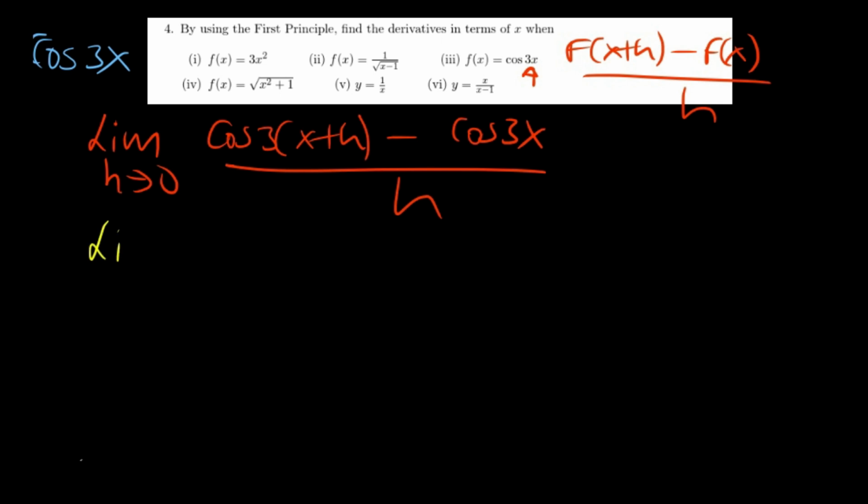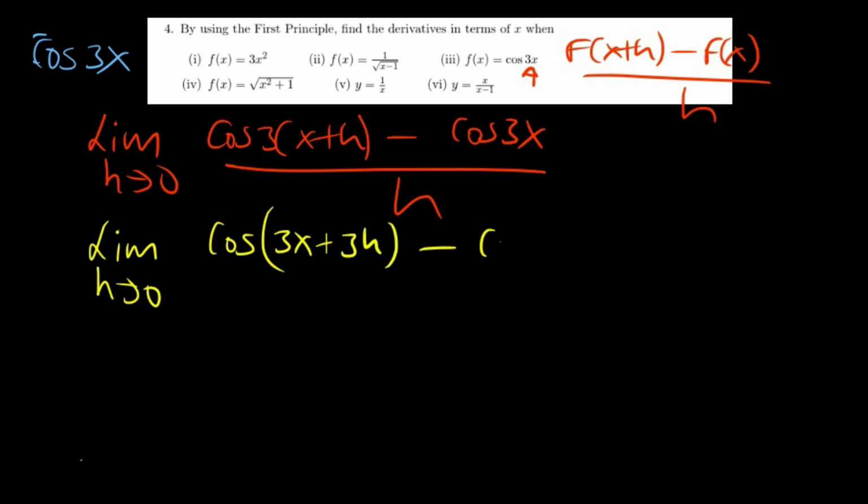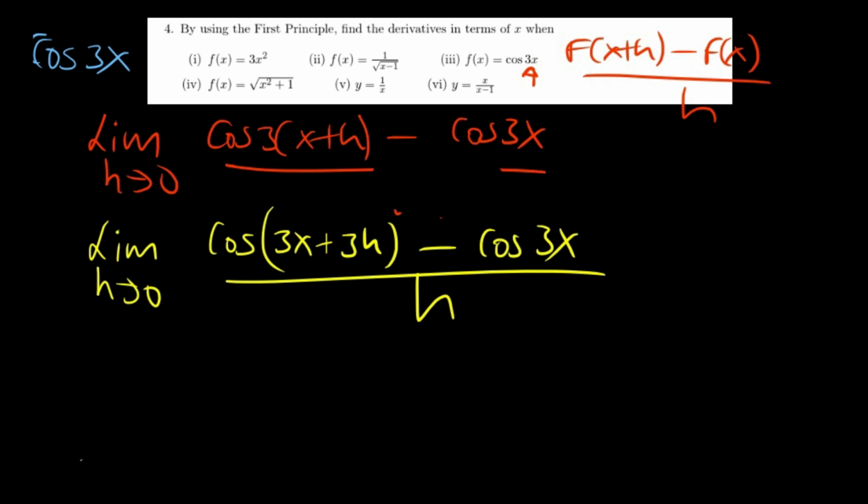The limit as h approaches 0, we can distribute the 3. You understand that we are going to have cosine of 3x plus 3h. You can still put that in brackets and then over h. So we can't substitute the value of h because we've got h as a denominator there, and you know the effect of that, it will make everything undefined. So let's try to expand using our trigonometry. We know our trigonometry at this point.